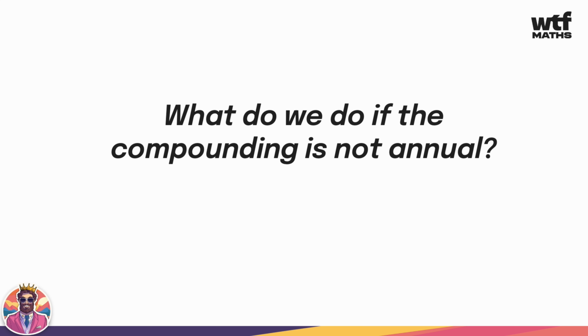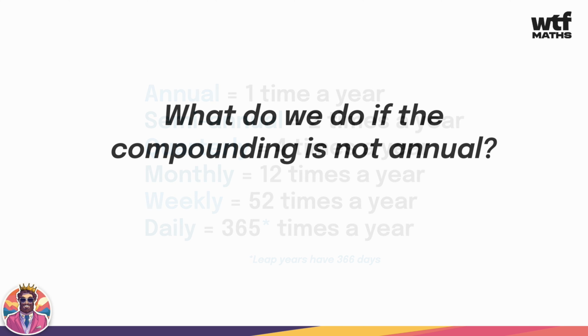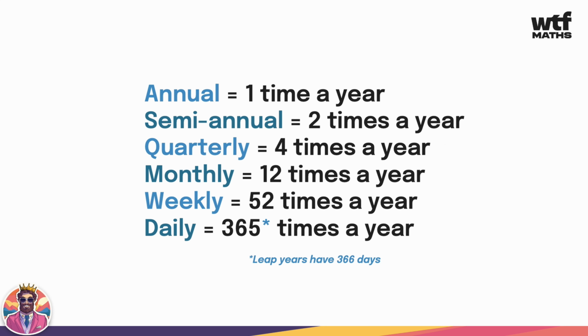Now I will explain how compounding actually works in a different video, but what do we do if we get a question where it's not annual? Well, the first thing we need to do is just remember these definitions I gave you a few videos ago. Annual means 1, semi-annual means 2, quarterly means 4 times a year, monthly means 12 times a year, weekly is 52, and daily we say is 365. So just remember these words because they will help you work out what compounding to use.